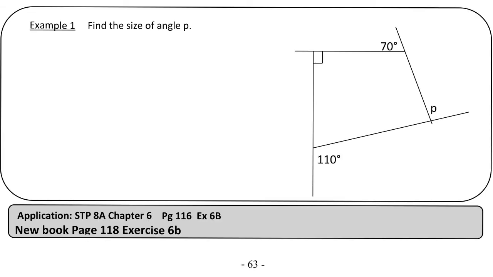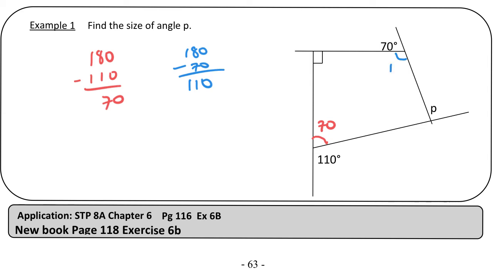So example 1, find the size of angle P. Now what we know is the interior and the exterior add up to 180 degrees. So the angle on the other side of the 110 degrees, they add up to 180. So if we do 180 minus 110, we get 70 degrees. So the angle in here is going to be 70. Now similarly, to work out the angle on the other side of 70, we do 180 minus 70, and that gives us 110. So this interior angle is 110 degrees.